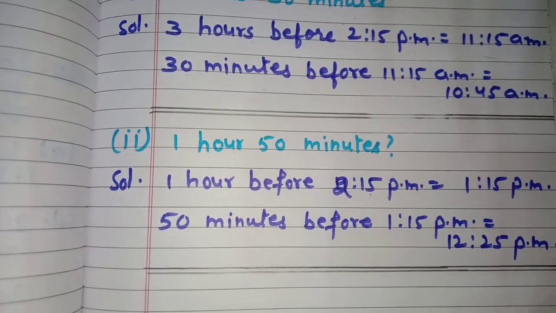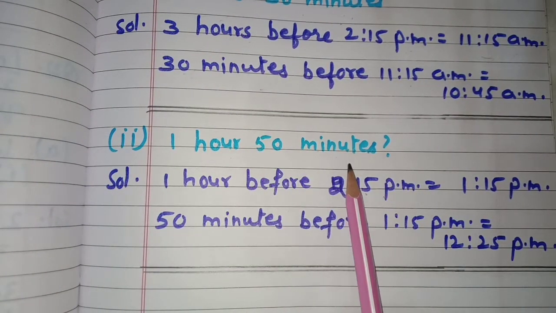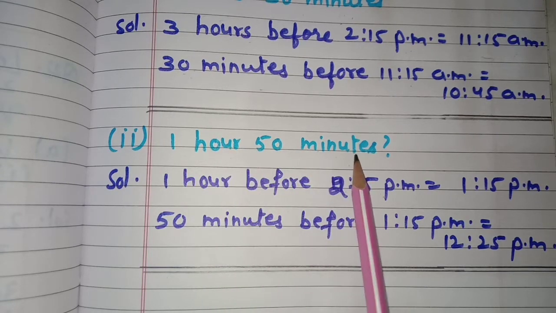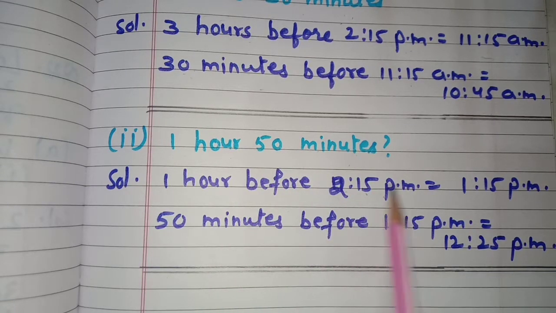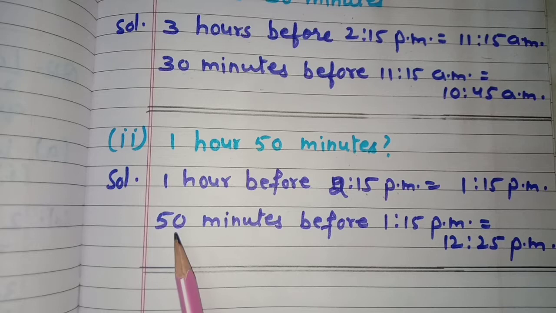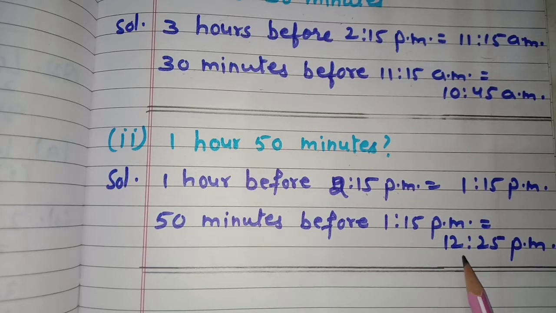Now next is 1 hour 50 minutes. So what was the time 1 hour 50 minutes before 2:15 p.m.? First of all, 1 hour before 2:15 p.m. the time was 1:15 p.m. and then 50 minutes before 1:15 p.m. the time was 12:25 p.m.